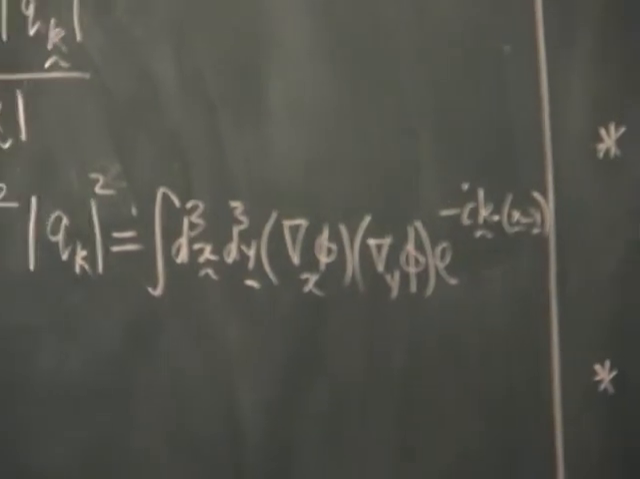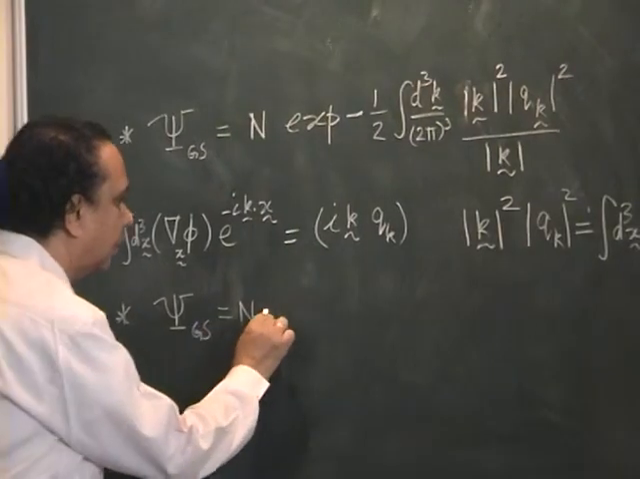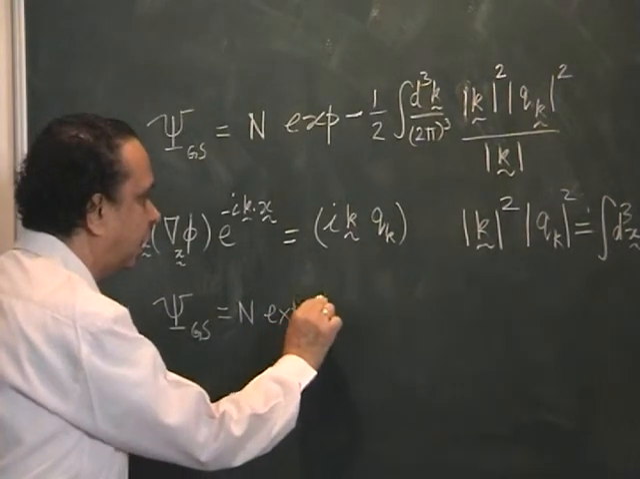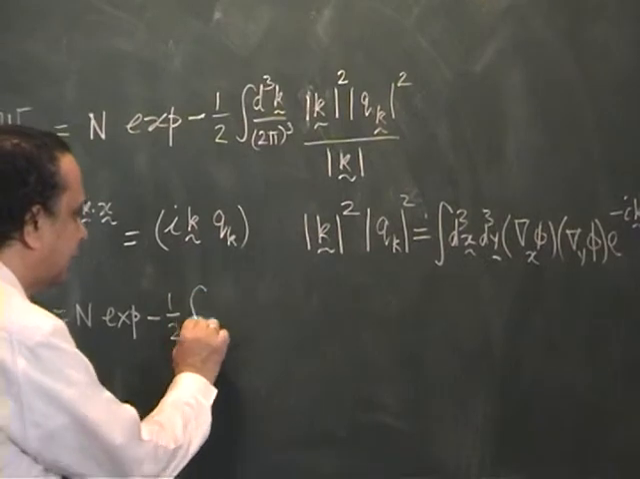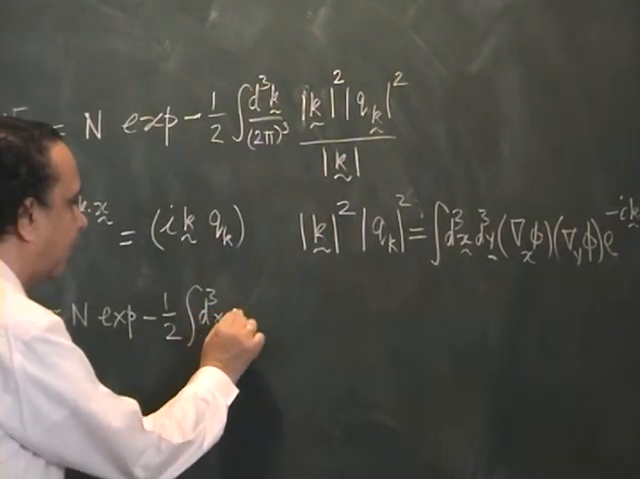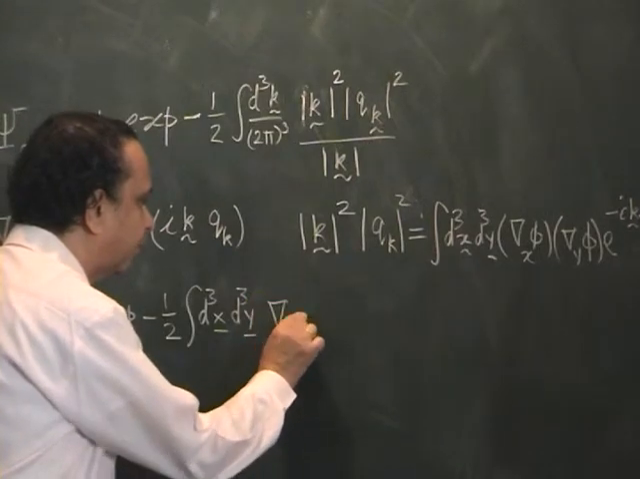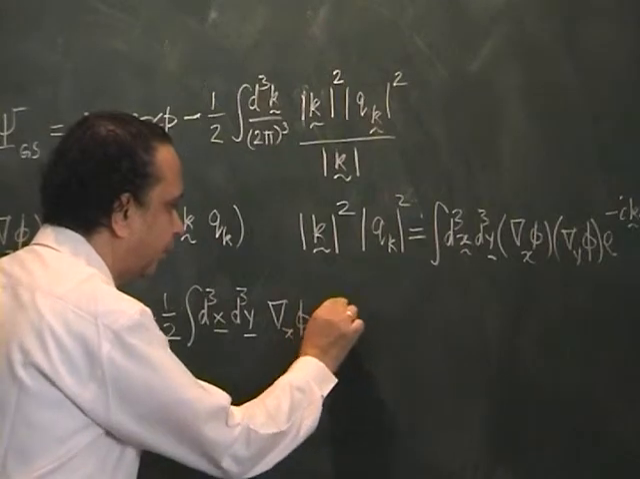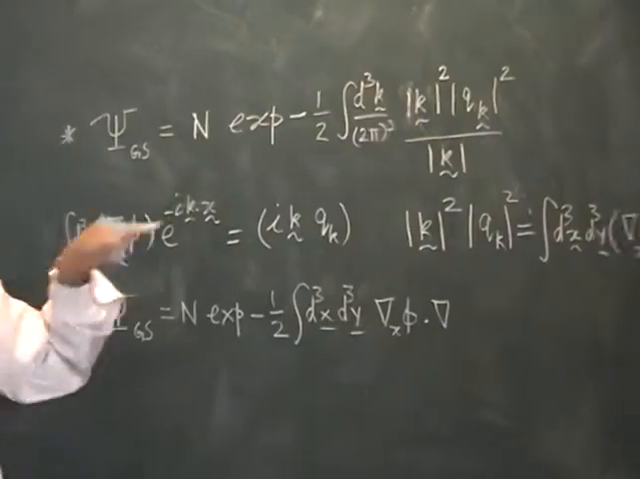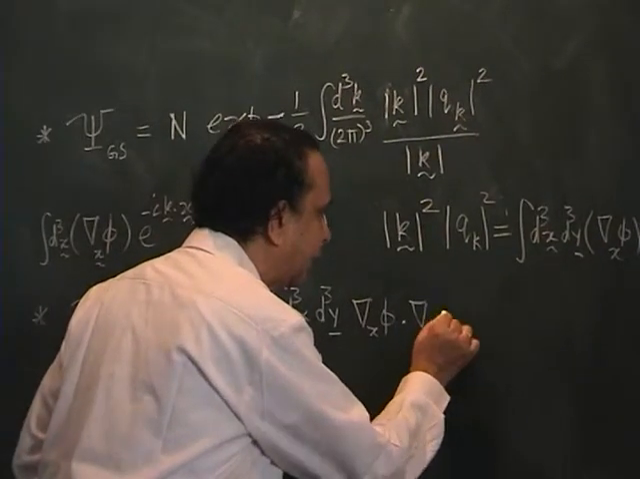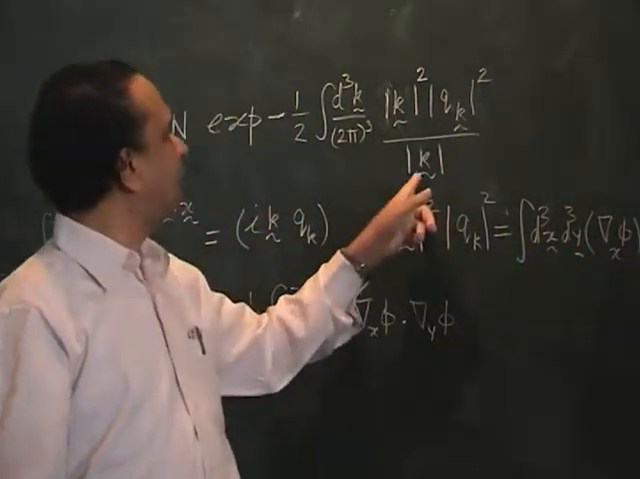So you find that your psi ground state is given by N exponential minus half. So I'm going to substitute for this. So let me keep the x and y integrations first. So I have a d3x, d3y, gradient of phi at x, dotted with, this is actually a dot because you have a gradient here and a vector here, we are taking a dot in order to get k square, dot with gradient evaluated at y. Then what is left here is just this quantity. So when I plug it in, I will have this, and then I will have a 1 by k there.